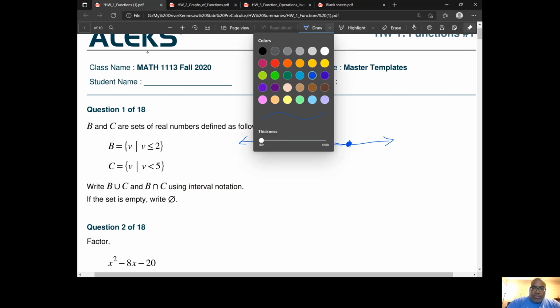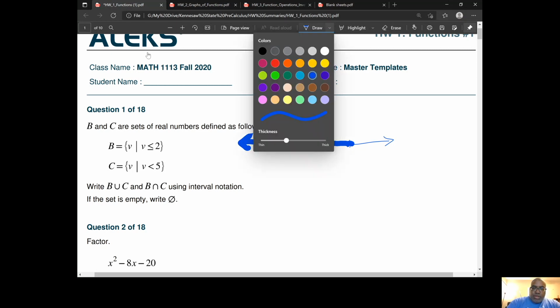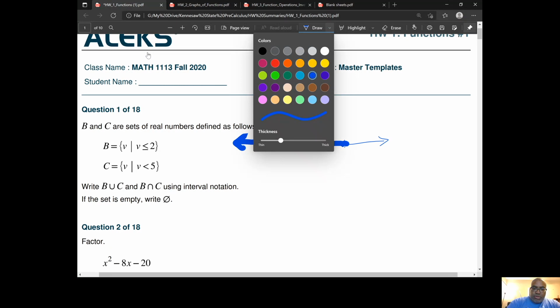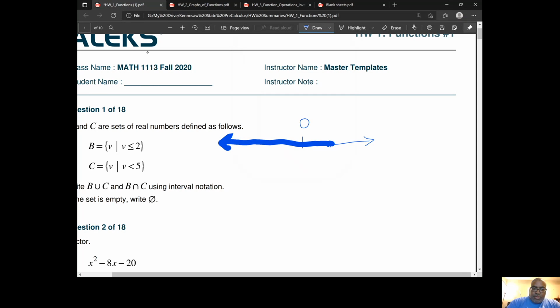And this is 2. Then we're going to make another number line here in a different color. You see I'm enjoying playing with my colors here. Number lines are only straight too, by the way. C is V such that V is less than 5. So let's just say that's 5 right there.